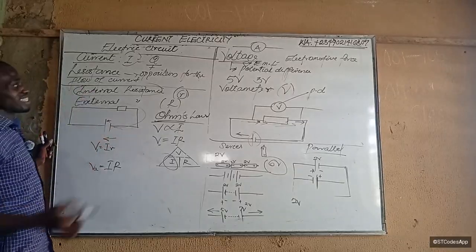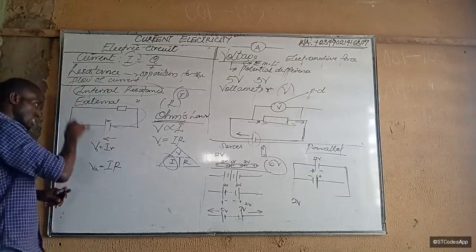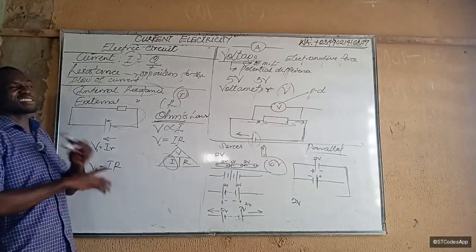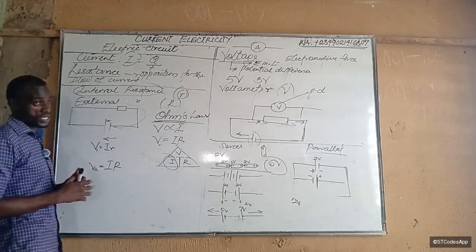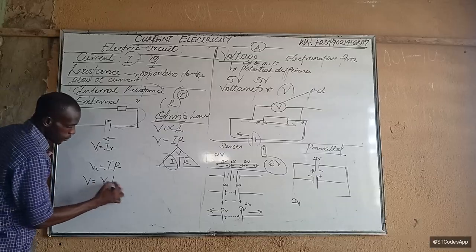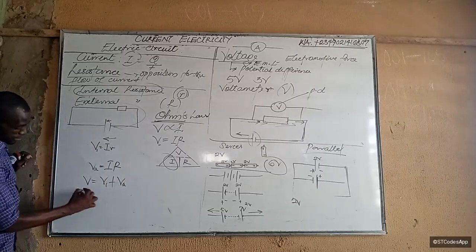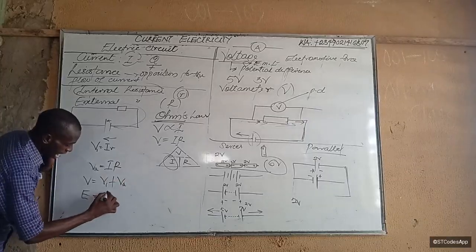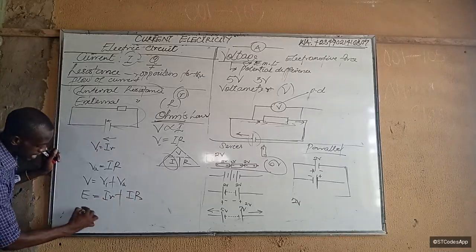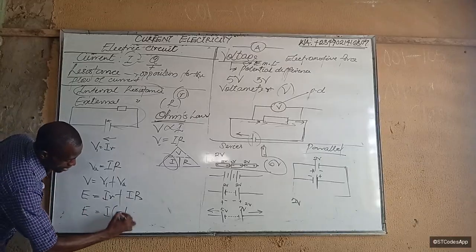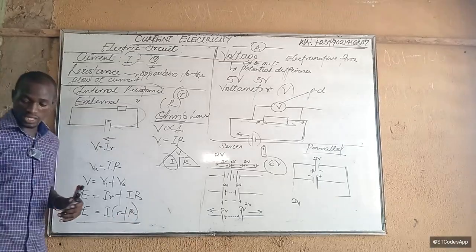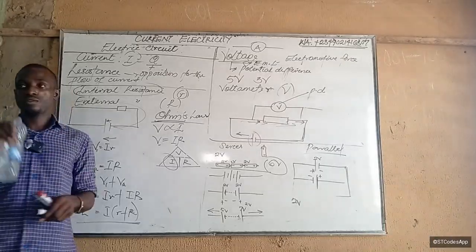When you connect resistors in series, the current flowing through them is the same. I will expatiate on that soon. So the total EMF is going to be V1 plus V2. EMF we sometimes denote by E. So E will be equal to I small r plus I big R. But given that the currents are the same, E is going to be I into bracket r plus R. This is how to calculate the total EMF in the circuit.